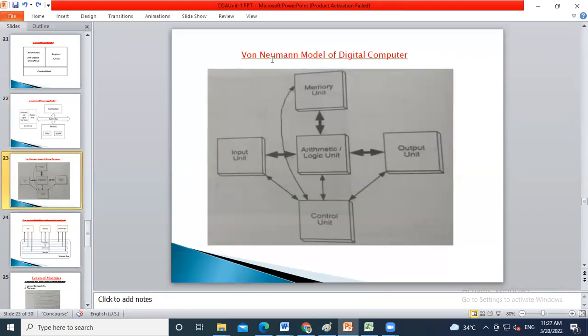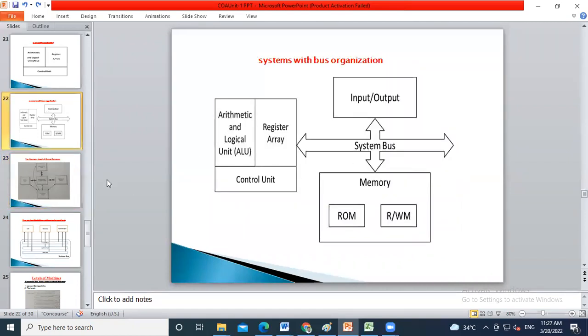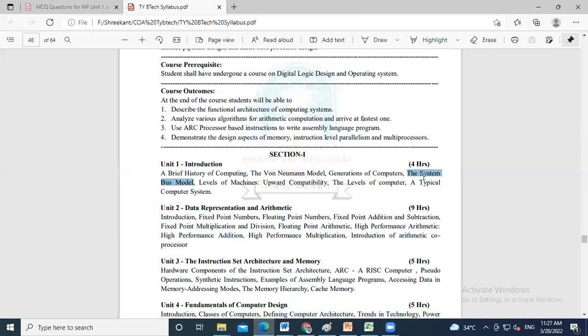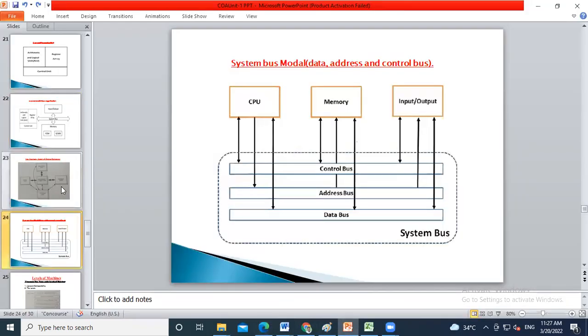One more thing: the Von Neumann model of the first digital computer is like this. It is the same as this one, just rearranged: input and output, control unit here, memory unit here, arithmetic and logical unit here. So slide number 22 is exactly the same as slide number 23, but I have to show you one more step. Next, as per your syllabus, the system bus model. Now I will go through the system bus model.